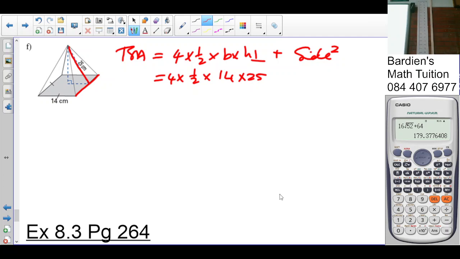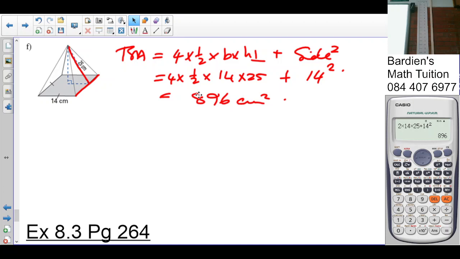So in actual fact, I don't have to work out even the depth of the pyramid, not so, your perpendicular height of the pyramid. So it's plus your side, which is 14 squared. Okay. So that, put in a calculator, it's going to be 2 times 14 times 25 plus 14 squared. Gives you an answer of 896 centimeters. Okay.